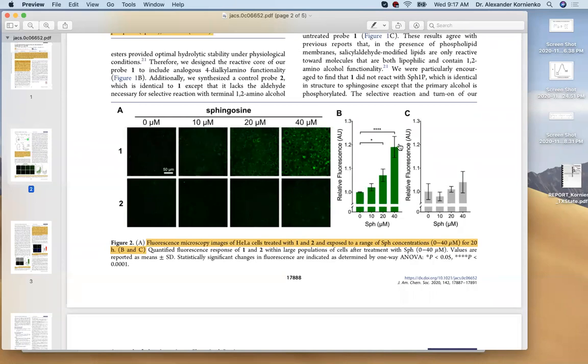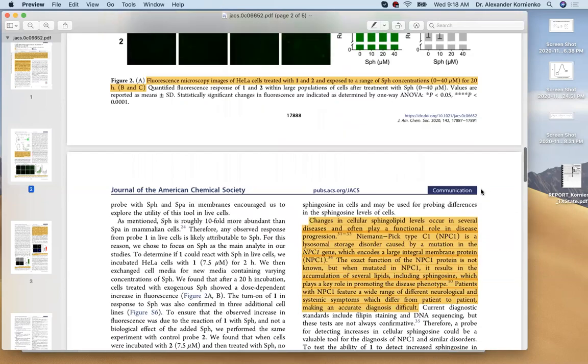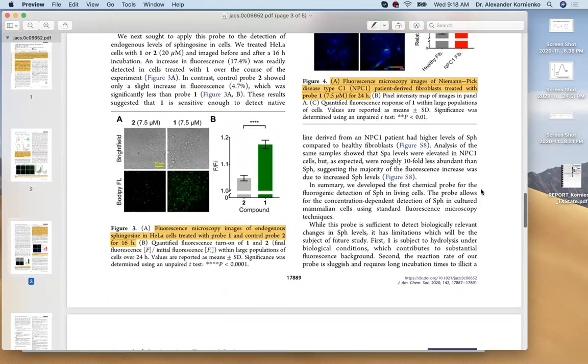And here it's quantified. You see the higher the bar, the higher the relative fluorescence. And this is the concentration of sphingosine in micromolar. Basically this is just visual, and this is the quantification of the visual output. And this is relative fluorescence for the control. C is the control, compound two, and we can see there is no increase in fluorescence. Now, this is with added sphingosine. Now, this is with endogenous sphingosine, right?